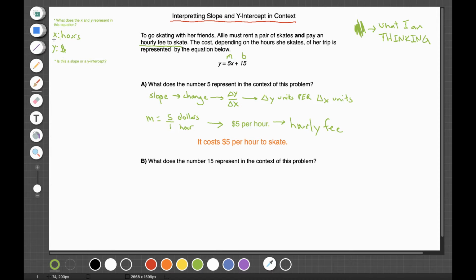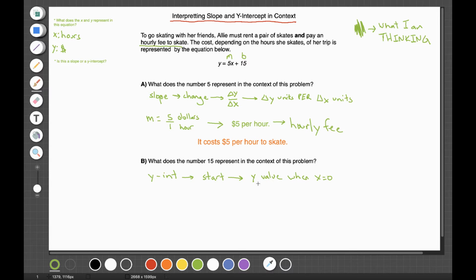So we know what the units represent, the x and the y. Then we're thinking, is it the slope or the y-intercept? Well, this is where my b is, my 15, so I know that that is the y-intercept. Okay, that's important, because we know that the y-intercept is where we started, right? And I want to take it a little further. It was the y value when x equals 0.